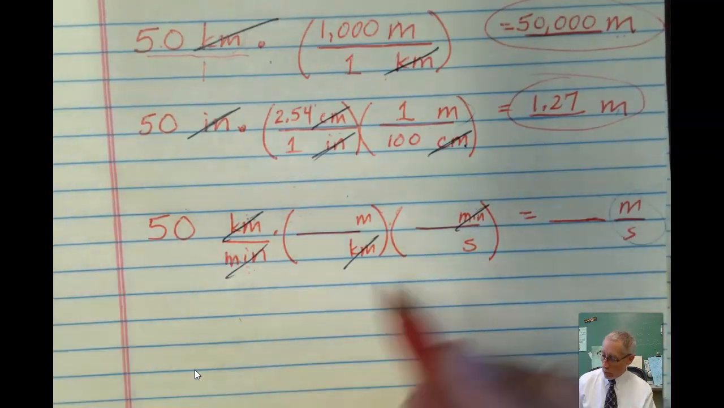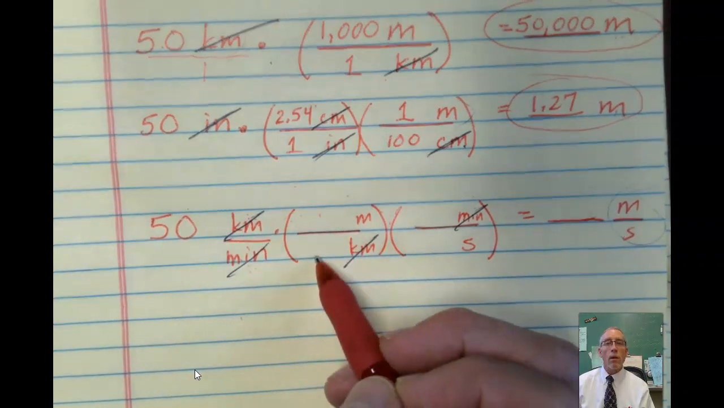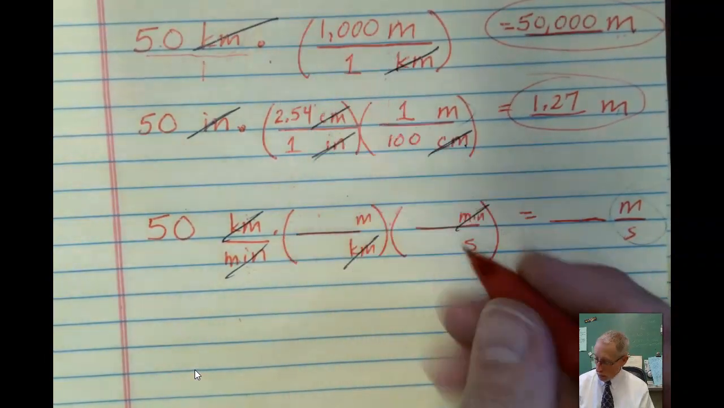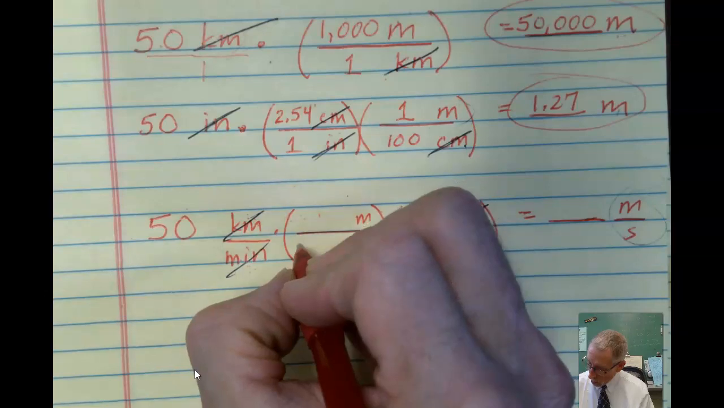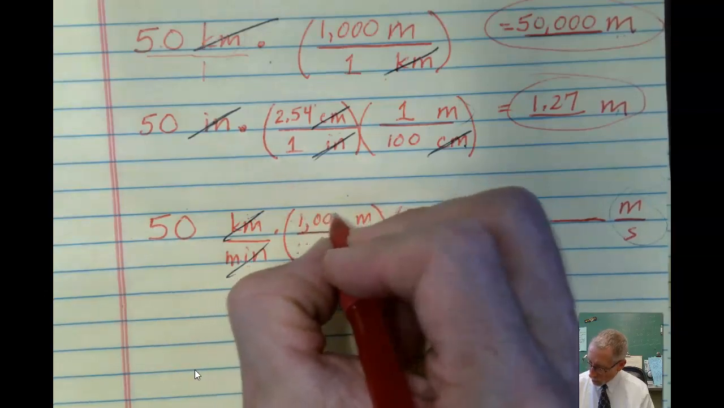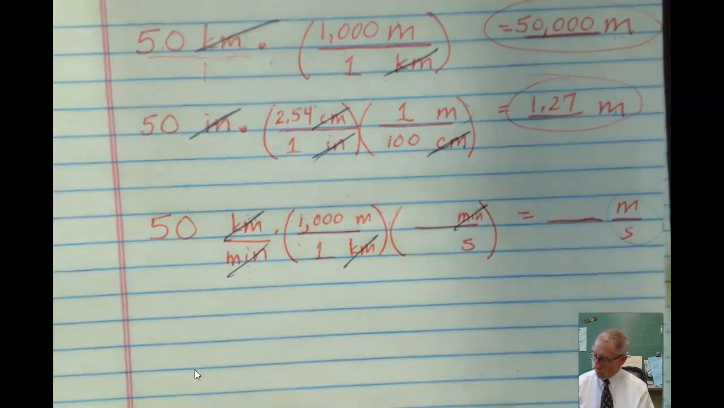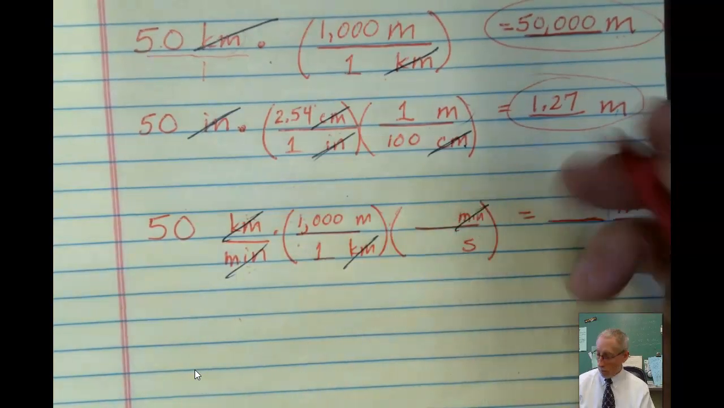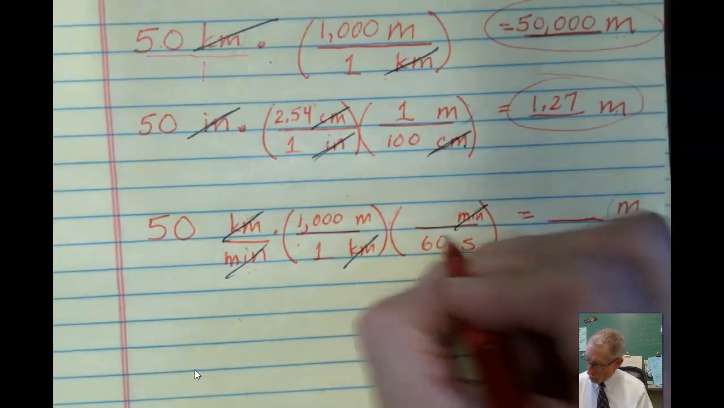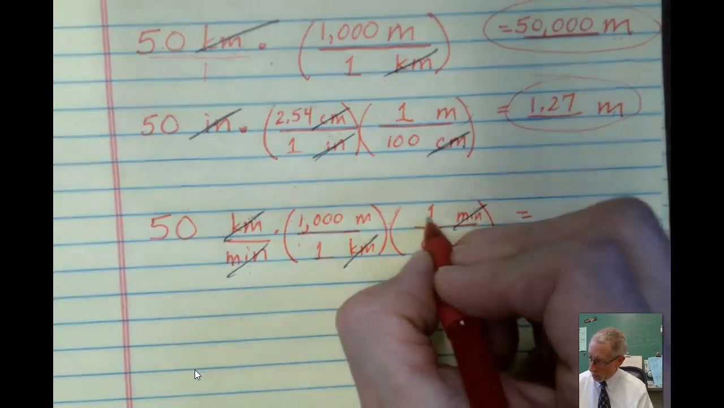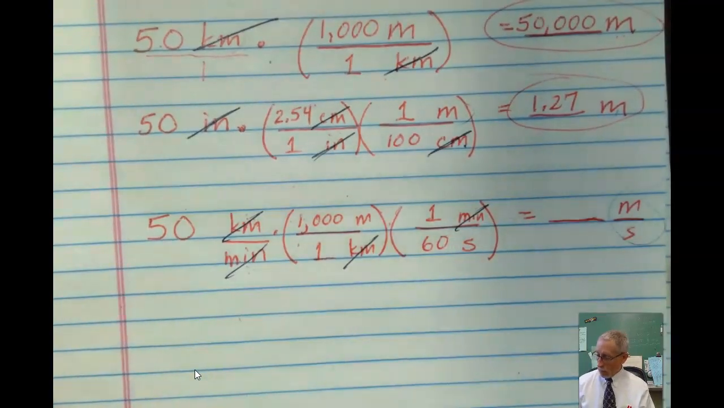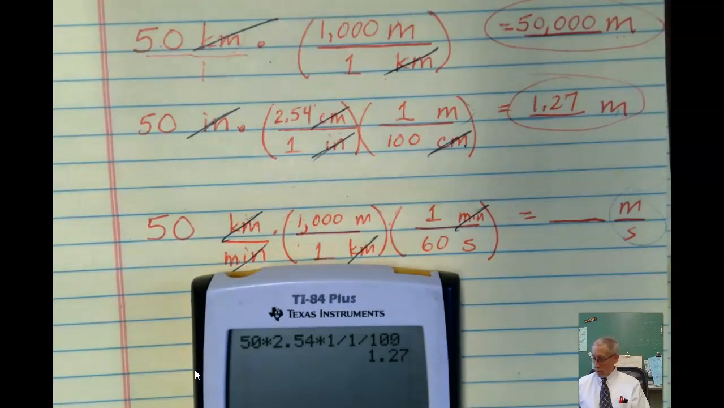Now let's pick the numbers that make sense. How many meters makes a kilometer? It's the same one we used up here. It's 1,000 meters, makes 1 kilometer. How many seconds makes a minute? On all the clocks I ever use, it's 60 seconds to make 1 minute. And then we grab the calculator.